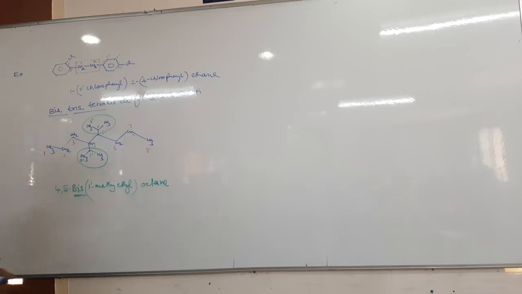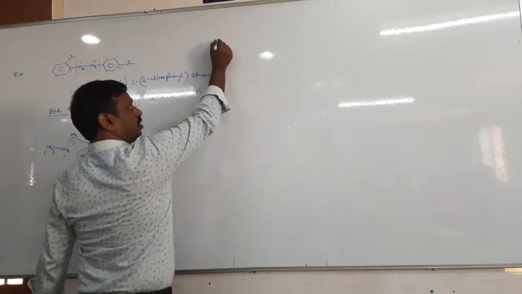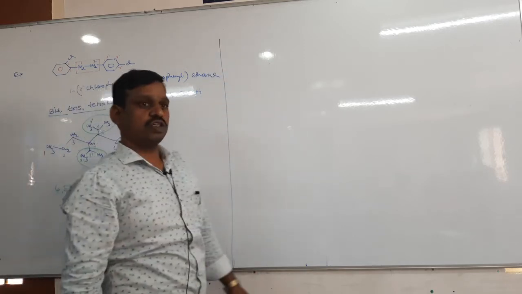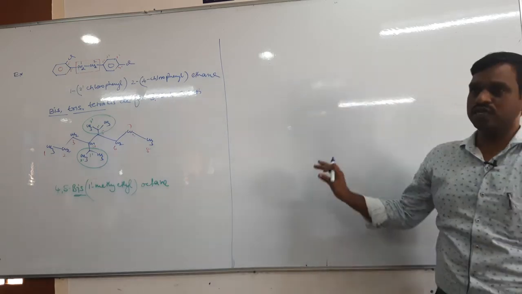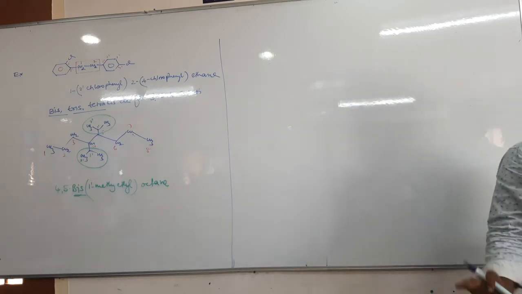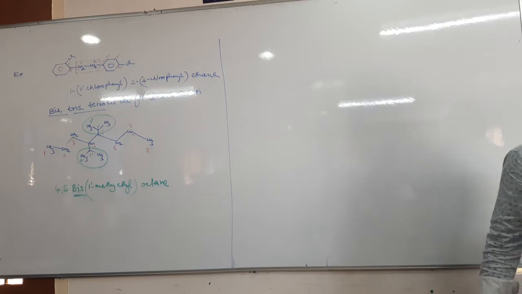Okay. So these are some important rules for IUPAC nomenclature of alkane. For alkane, these rules are enough to write any IUPAC name of alkane. Okay. Any doubt till here? No?